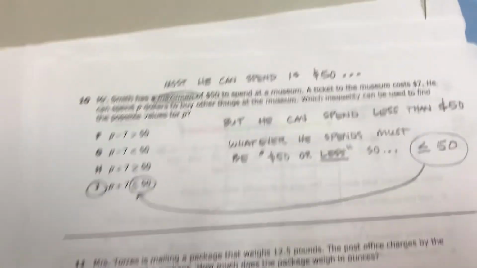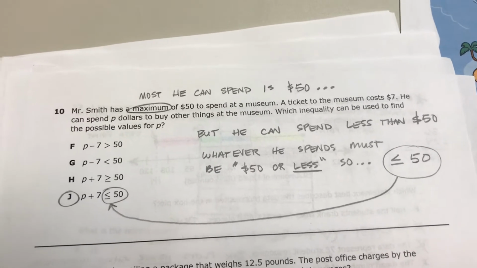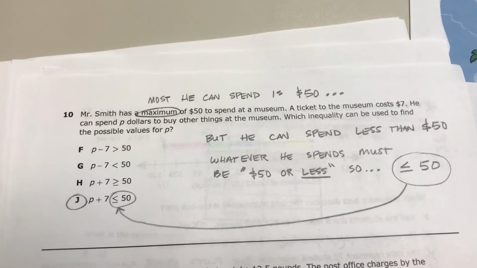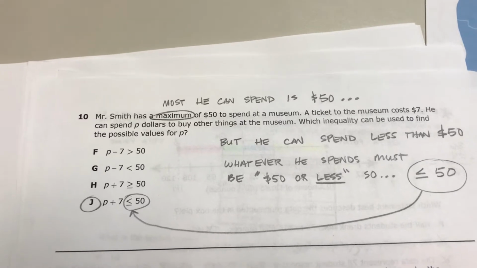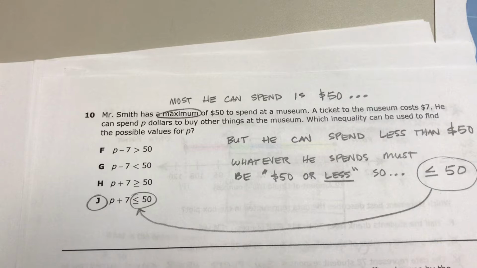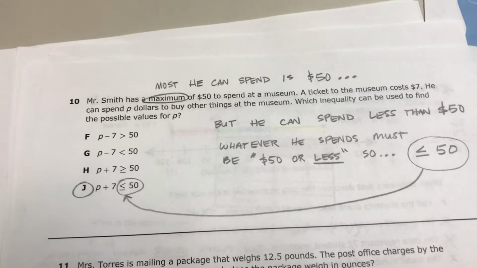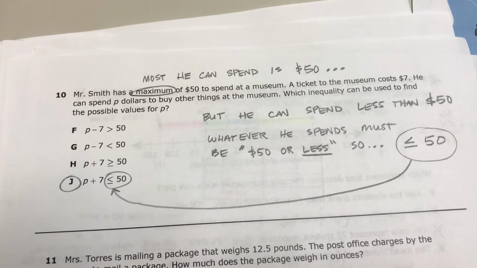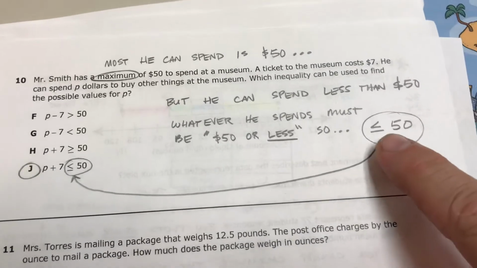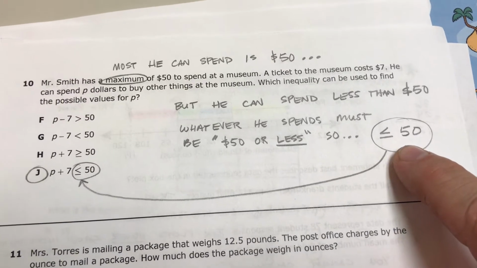Number 10, you really have to just read. Mr. Smith has a maximum of $50 to spend. Maximum means the most he can spend is 50. That's it. He can't spend 51. He can't spend 52. He can't spend $50.02. He can spend 50 or less. That's it. Whatever he spends must be $50 or less. So less than or equal to 50, but no more.